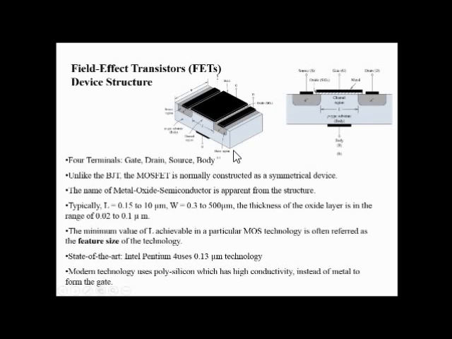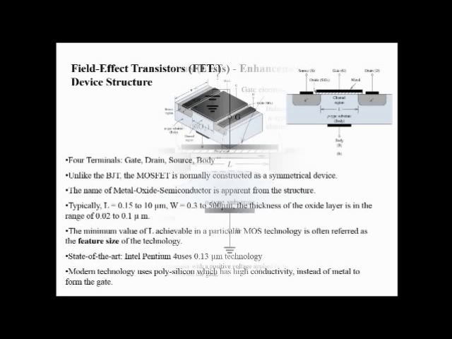The width lies from 0.3 to 500 micrometers, and the thickness of the oxide layer is in the range of 0.02 to 0.1 micrometer. The minimum value of L achievable in a particular MOS technology is often referred to as the feature size of the technology. In the state of the art, the Intel Pentium 4 uses this type of technology, and modern technology uses polysilicon, which has very high conductivity, instead of metal for the gate.